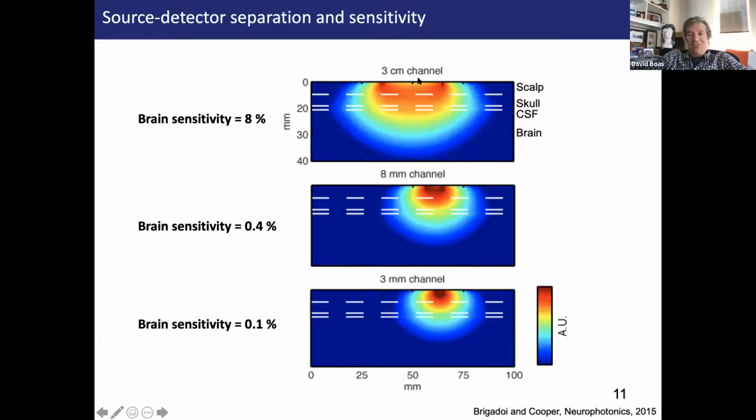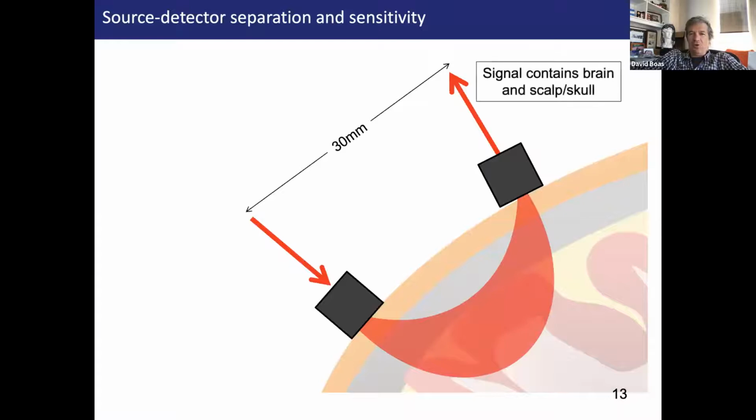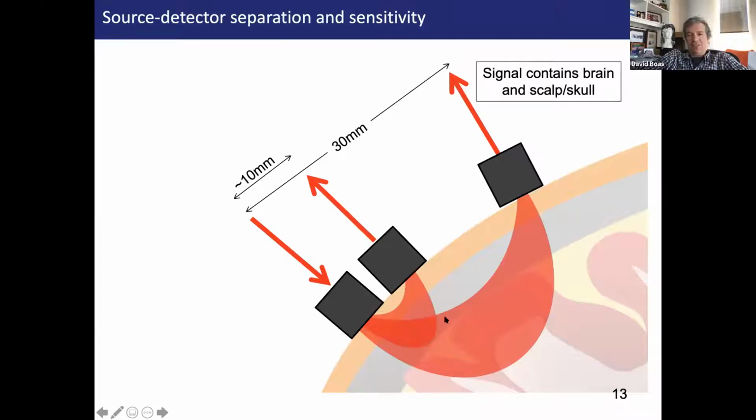And the long separation channel, which is nominally measuring the brain but is mostly measuring scalp, what we want to do is filter out the scalp from this long separation measurement. And GLM will allow us to do that. Okay, this is just more pretty pictures showing the same idea. We'll make the short separation measurement simultaneously with a long separation measurement.